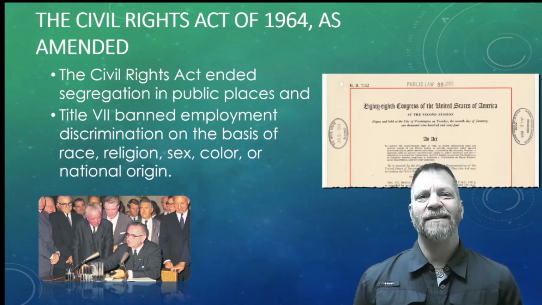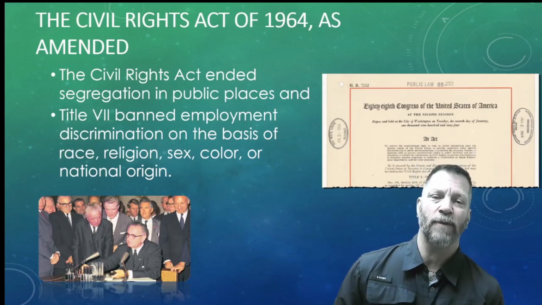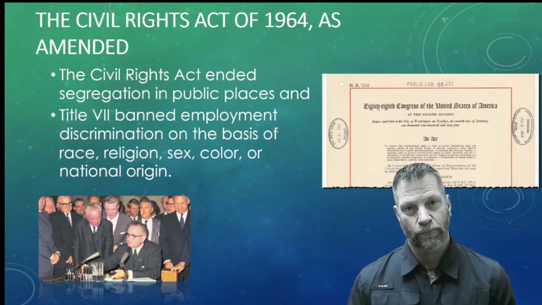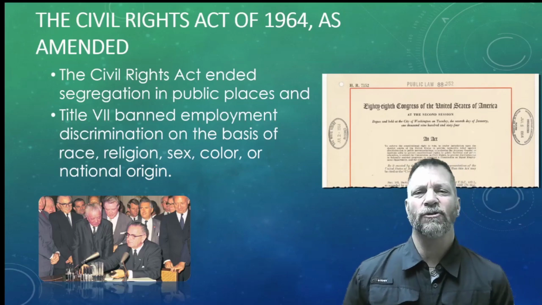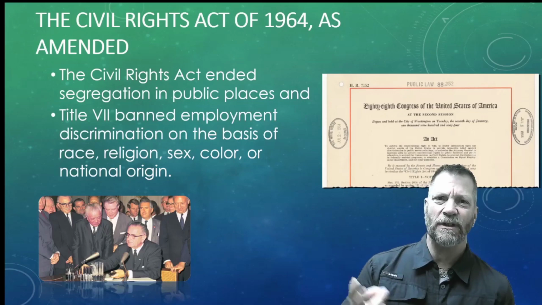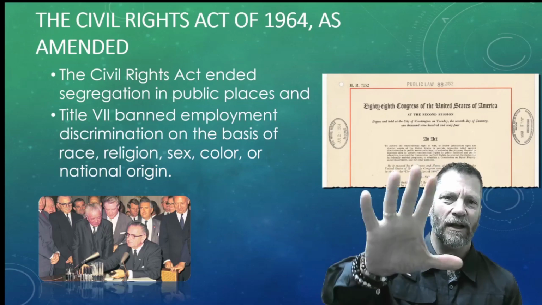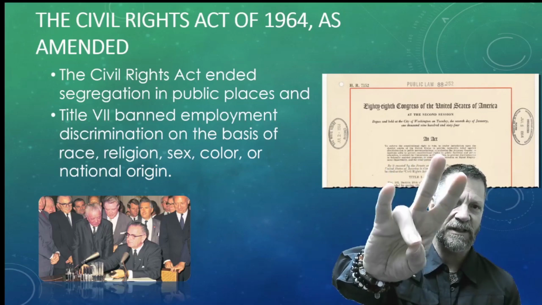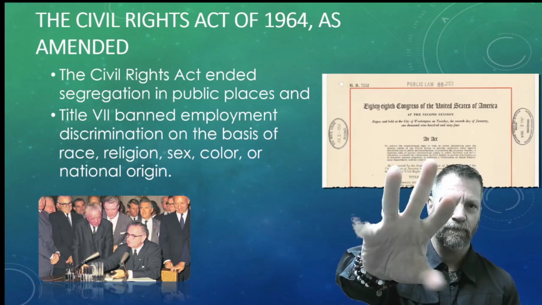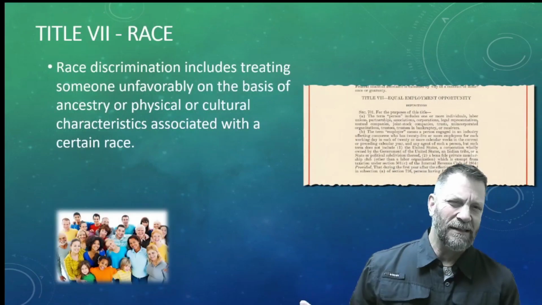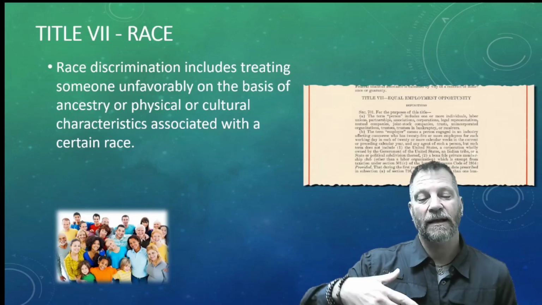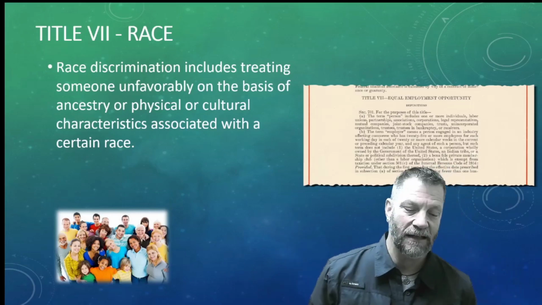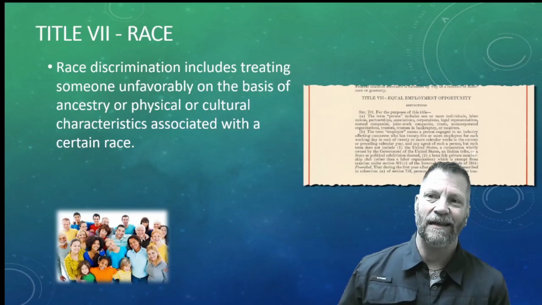But the Civil Rights Act ended segregation in public places. That was huge. The second thing it did is it banned employment discrimination on the basis of race, religion, sex, color, and national origin. That's what I call the Big Five. Race, religion, sex, color, and national origin. We'll talk about each of these categories, not in detail, but you need to have an understanding of exactly what they are, what they entail.